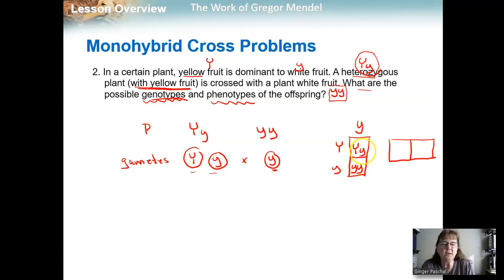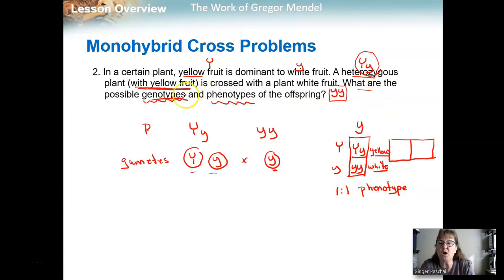So you can see that we have one individual that is, what color is this? That is correct. This is yellow. And we have one individual that is white. So we have a 1-to-1 for our phenotype. And you can see that we have yellow and white.